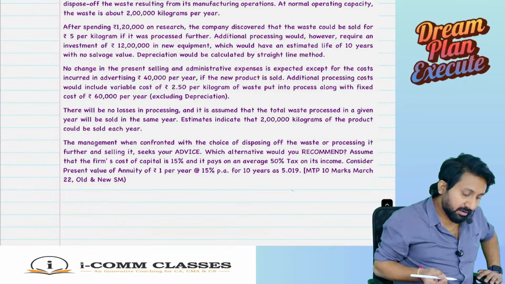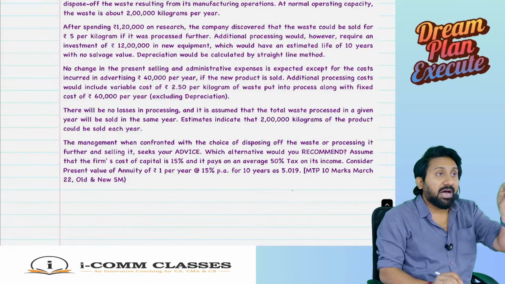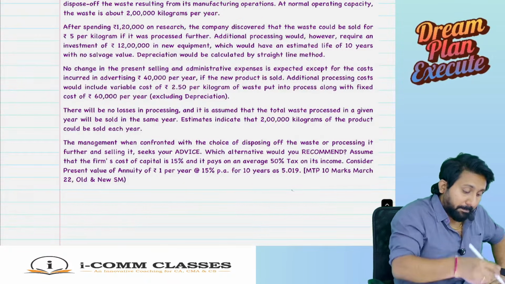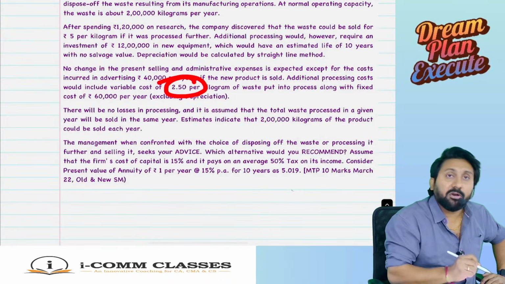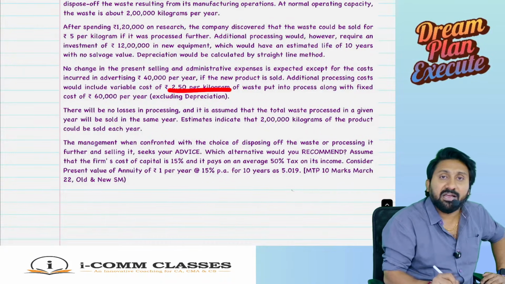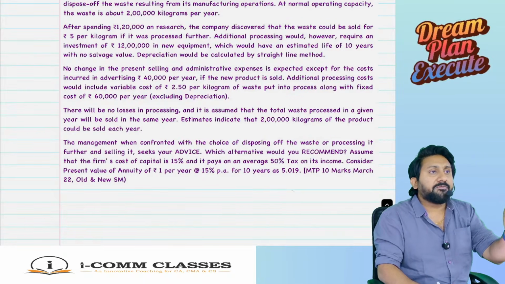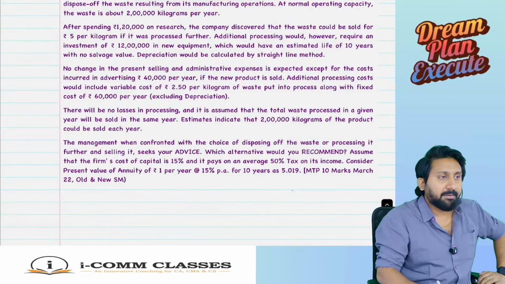Answer, sir. This you answer properly. To manufacture and sell this 5 per kilogram, 2.5 per kilogram I need to spend on variable cost. Correct? Okay, tell me. 2.5 into 2 lakh. How much? 5 lakh. Minus 5 lakh.